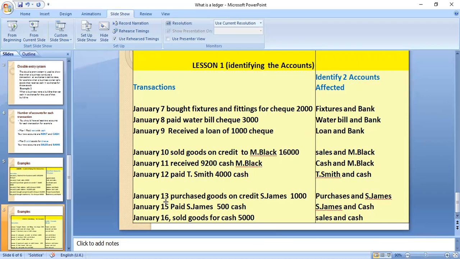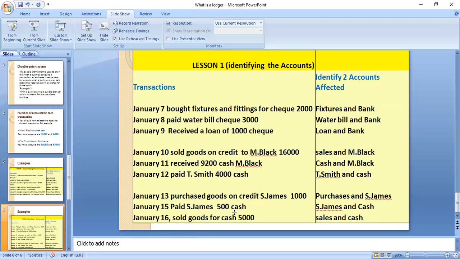We also have January 13th, purchased goods on credit from S. James, $1,000. The two accounts affected are purchases and S. James. On January 15th, we paid S. James $500 cash. The two accounts affected are S. James and cash. And finally, on January 16th, we sold goods for cash. And here, remember, sold means sales. So the two accounts affected are sales and cash.